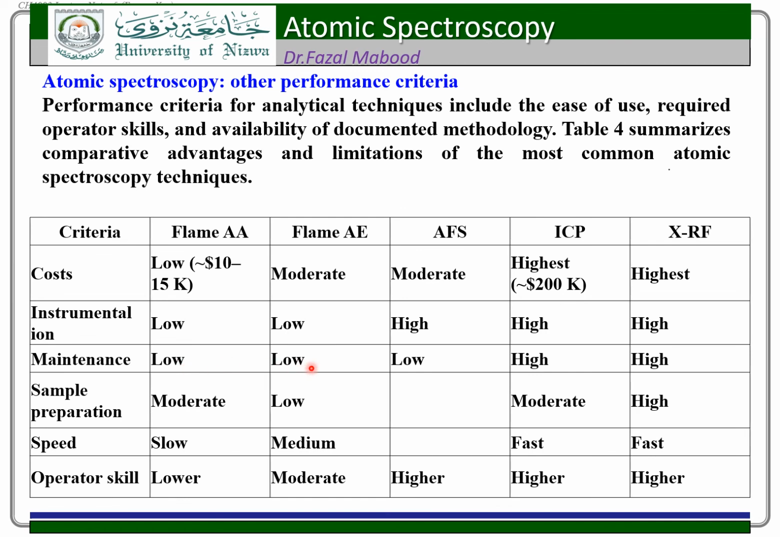Maintenance is low, low, but in the case of ICP it is high and XRF is also high. Sample preparation is moderate, low, moderate and high. Speed: slow, medium, fast, fast. Operator skill: lower, moderate, higher, higher. So these are the performance criteria.